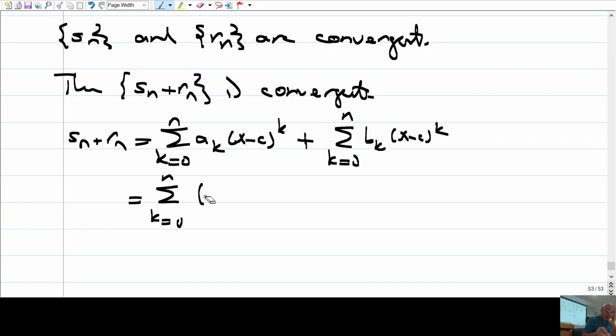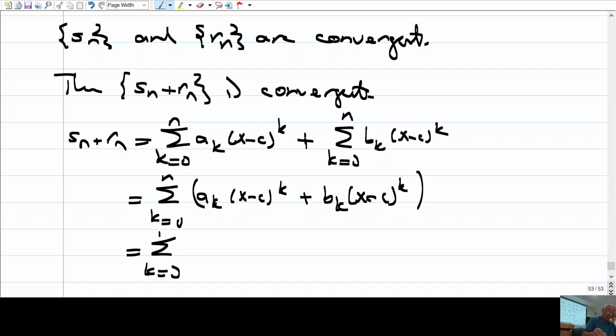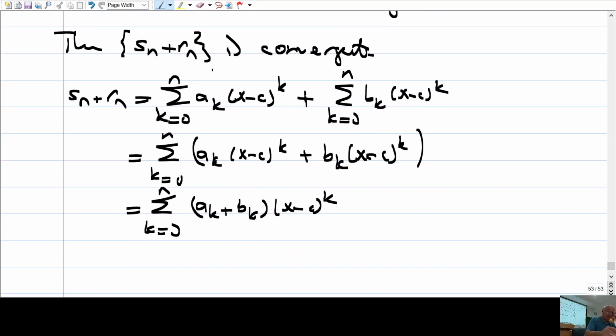So I can add these terms, ak times x minus c to the power k plus bk times x minus c to the power k. But this is just ak plus bk times x minus c to the power k. So this is convergent, right? This is convergent. And what is this gadget? This is just the partial sum of the series.